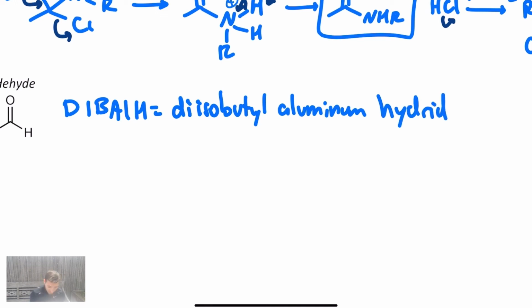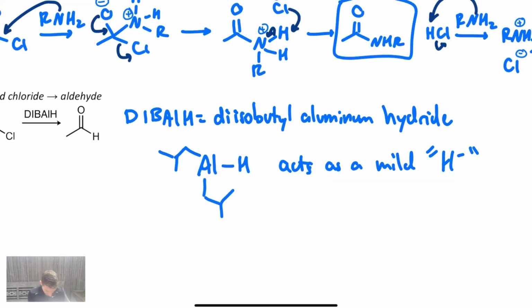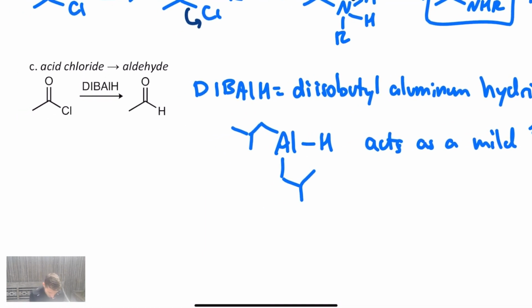It looks like this. It's an aluminum with a hydrogen, and it has 2 what are called isobutyl groups attached. And it acts as a mild hydride, a mild source of H-. That's simply because of these sterically crowding isobutyl groups. And you'll notice you form an aldehyde, which normally reacts with sources of hydride, but not in this case. If this reaction is done successfully, the hydride will not react with the aldehyde. It will react with acid chlorides.